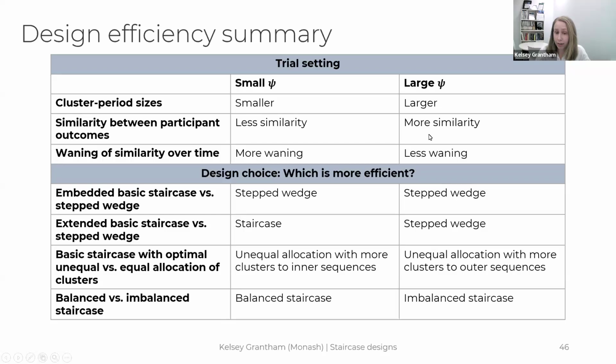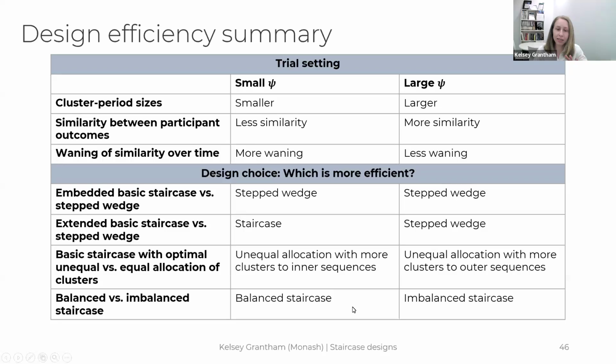And then in situations with a larger value of psi, which would typically arise with larger cluster period sizes, with greater similarity between participants' outcomes in a cluster, and less waning of similarity over time, this is where we saw the stepped wedge was still much more precise than the embedded basic staircase design and the extended basic staircase design. We also saw that for basic staircase designs with an unequal allocation of clusters to sequences and more clusters allocated to the outer sequences, those designs are much more precise than the equal allocation designs. And we also saw that imbalanced staircase designs tended to be more precise than the balanced designs.